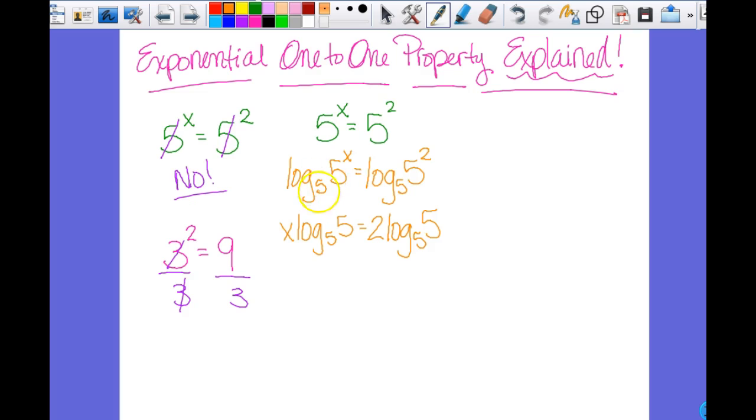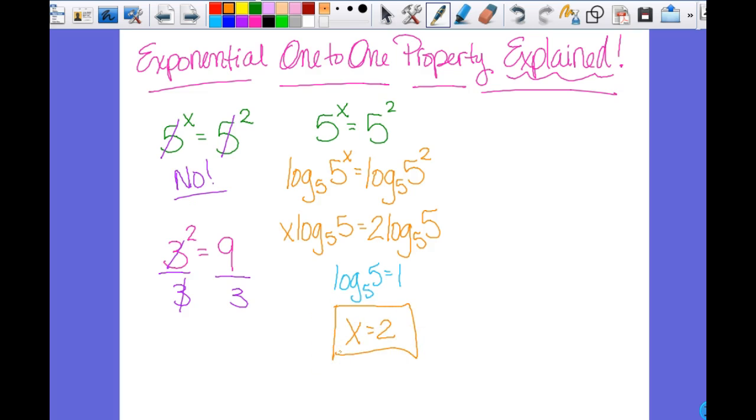The reason I chose this base is that log base 5 of 5 equals 1. So basically now I have x times 1 and 2 times 1, and that's why, when it's just 1, we don't write it, and I get x equals 2. That's where that is coming from.